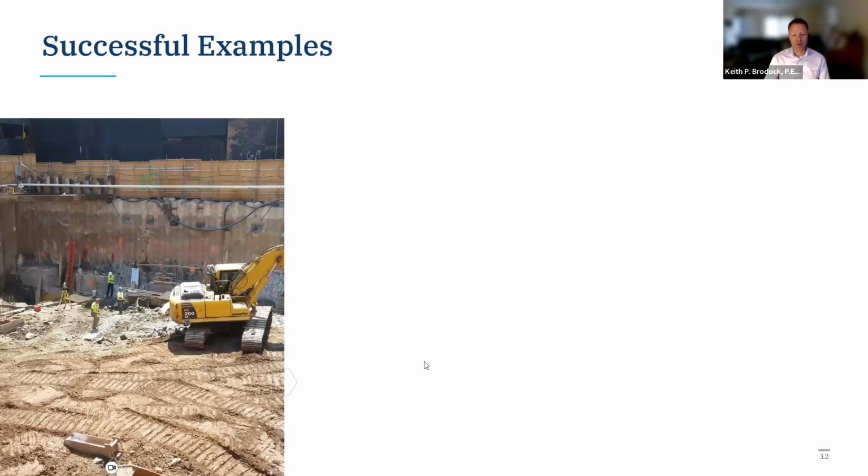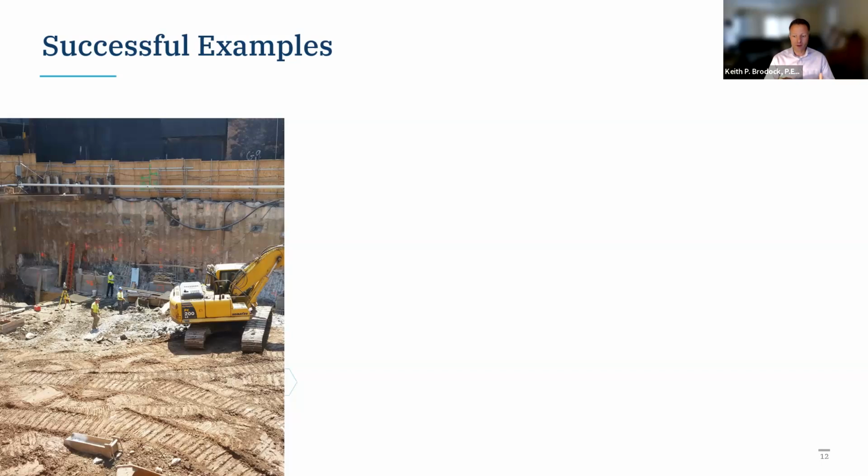So this first example is really highlighting source removal. This property that you see here in the middle of construction, it was a former manufactured gas plant and had leaking underground storage tanks. So plenty of source material for contamination here. And the question really was, well, how much of that source material do we excavate? This was a formerly industrial area that was now a commercial area and was slowly turning into a residential area.